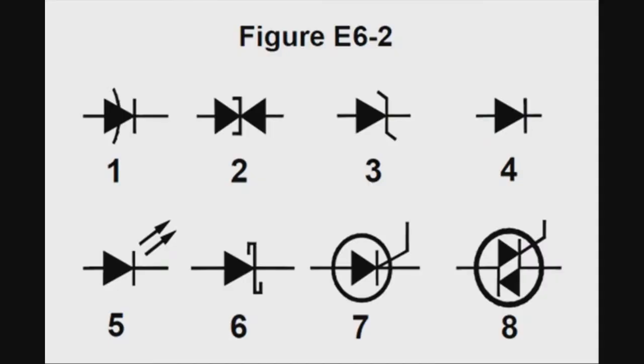John, KC7DRI said that on those diode symbols we were looking at earlier, he believes number one, according to a chart he pulled up, is a voltage variable capacitor. Let's go back and look at that. You know, I could see that. Maybe that's what that would mean. So what else is going on there?